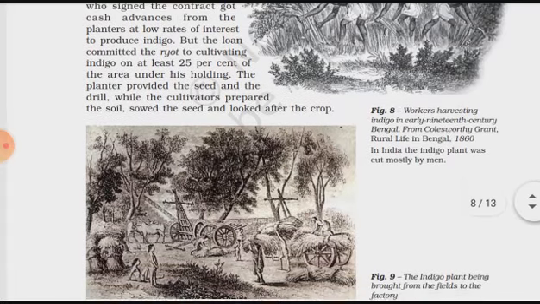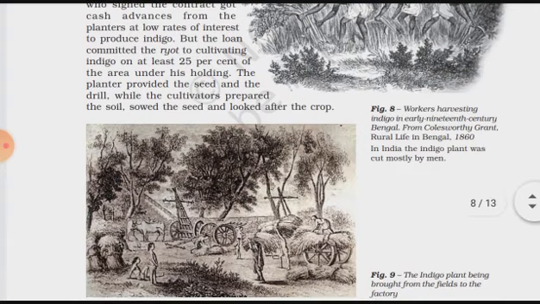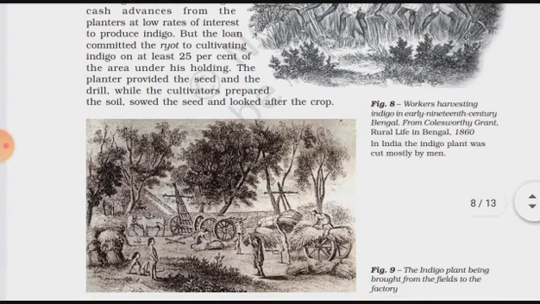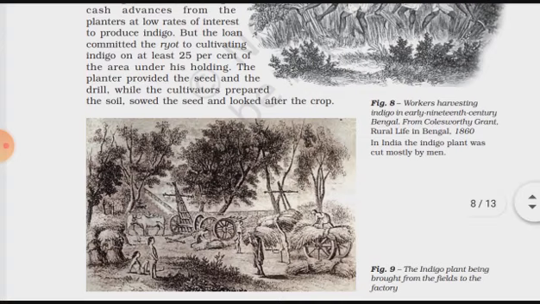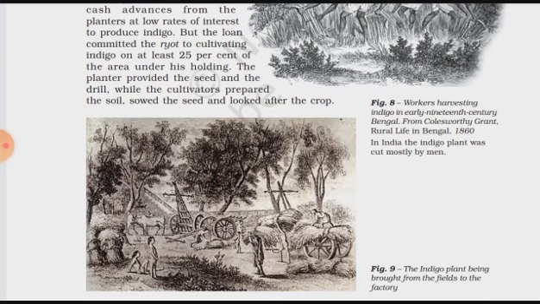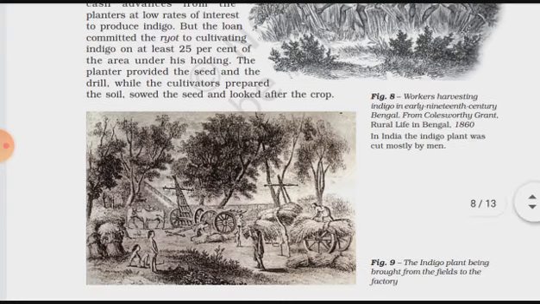But the loan committed the rayat to cultivating indigo on at least 25% of the area under his holding. Whatever the land the peasants had, if they signed the contract, then on 25% of that area these farmers, these landholders, had to cultivate the indigo. This was the agreement. The planter provided the seed and the drill, while the cultivators prepared the soil, sowed the seed and looked after the crops.